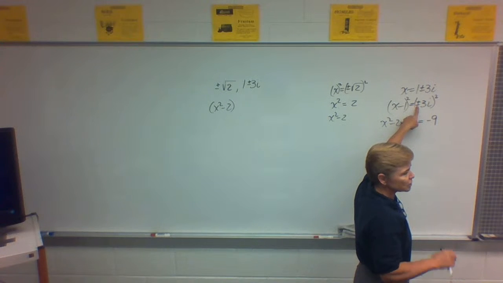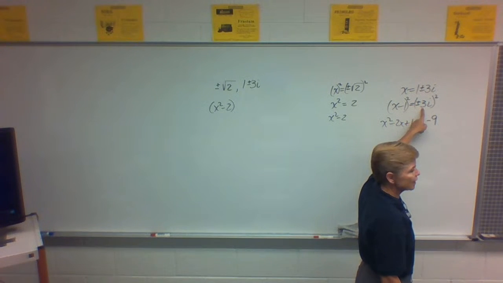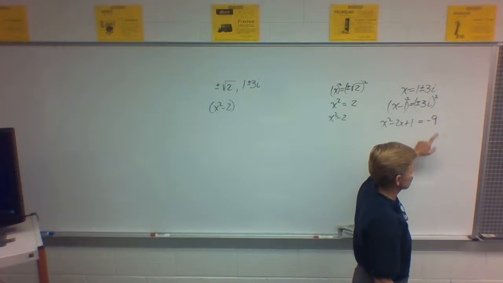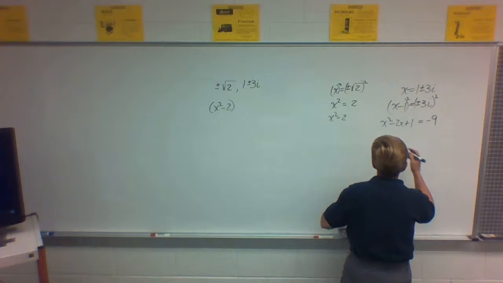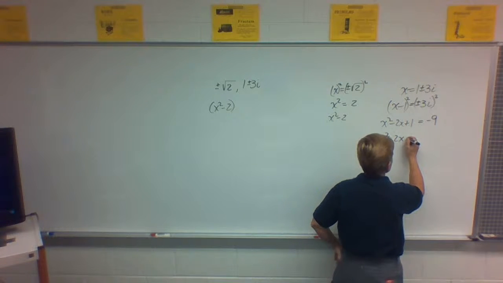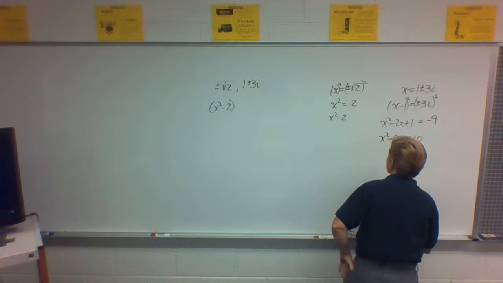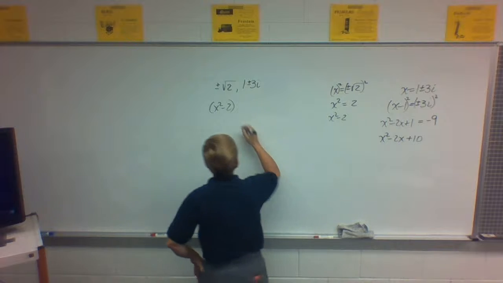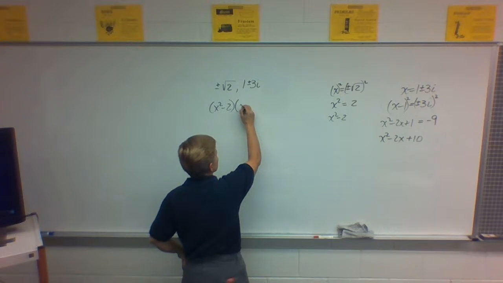Squaring this gives you a plus, so you can ignore it. Squaring this gives you 9. Squaring this gives you -1. 1 times 9 is 9, 1 times -9 is -9. So bring that over, and we have x squared minus 2x plus 10. That's the quadratic that produced these.